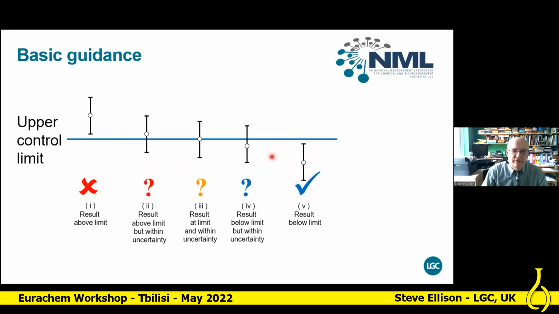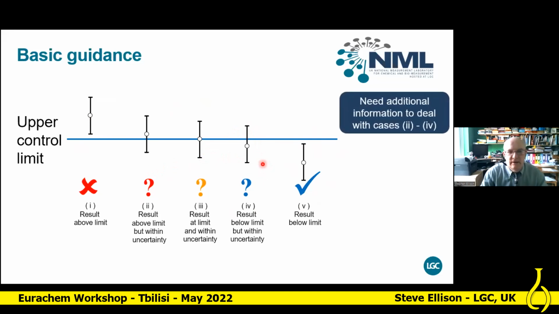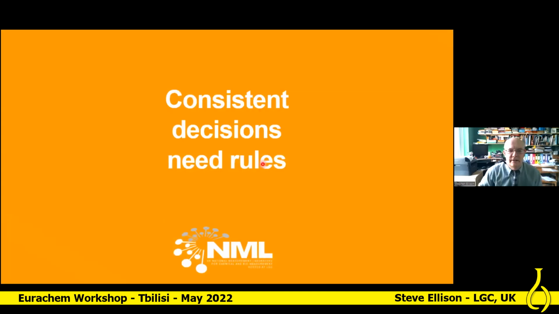But we've now got three cases in the middle where it's not so clear. Do we take that as complying because there isn't really strong evidence that it's above the limit? Do we take this as complying, or this? And for those, we clearly need even more rules. So it doesn't take us long to work out that if we want consistent decisions in these circumstances, we're going to need some rules.